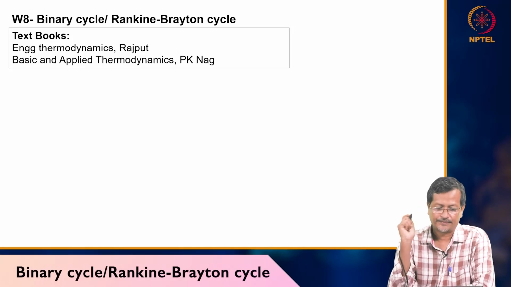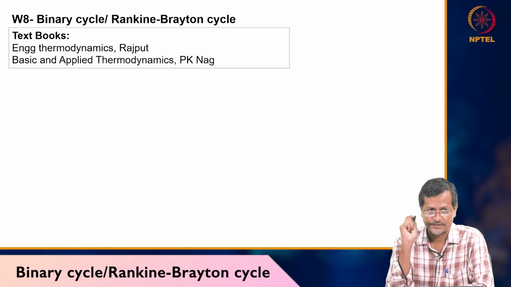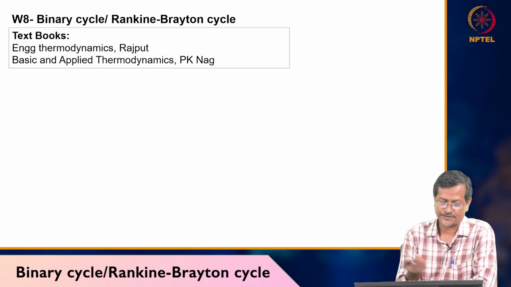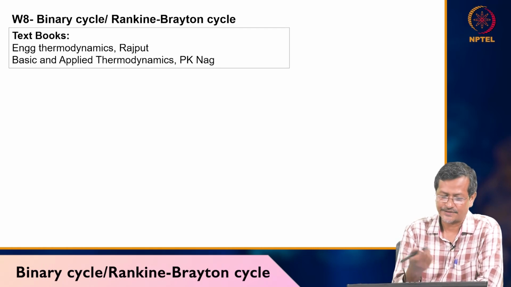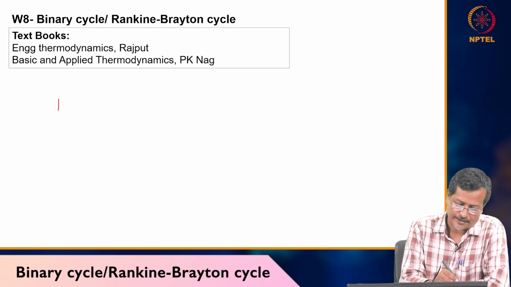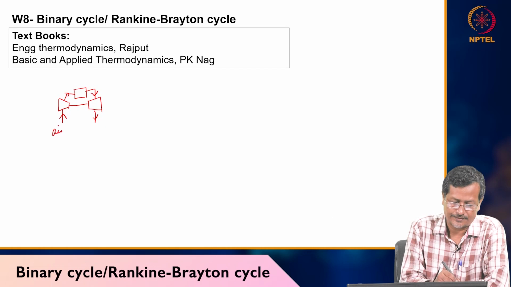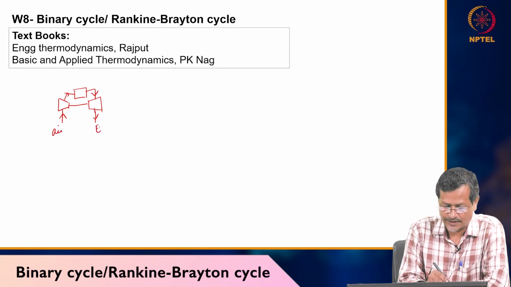Okay, good morning everybody. So we are continuing this gas turbine cycle. This is the last part of the gas turbine system, so we'll discuss the binary and Rankine cycle. Before that, let's recap the gas turbine cycle. It has one compressor, one turbine, and one combustion chamber, then the gas goes out: air is the input and exhaust gas goes out.